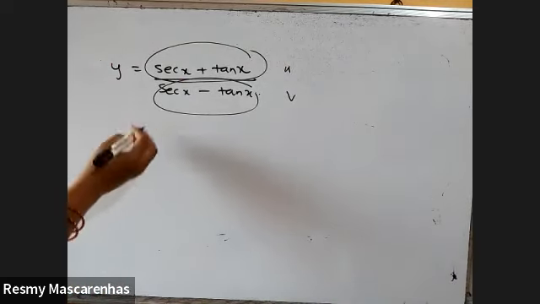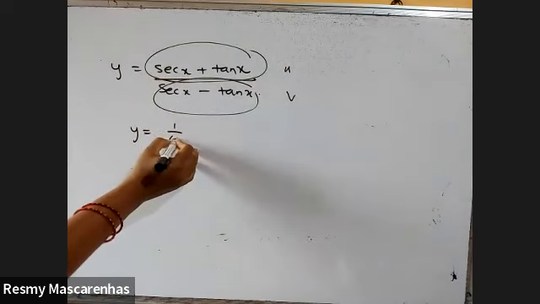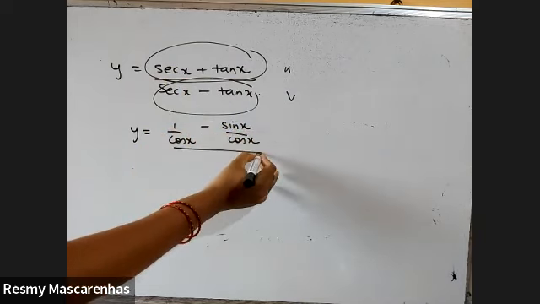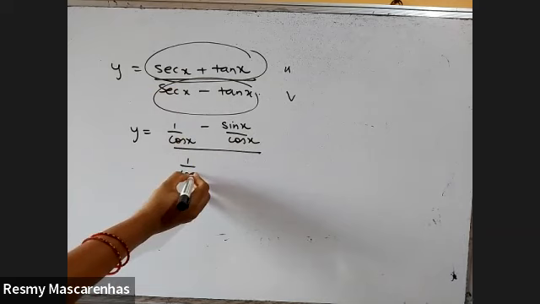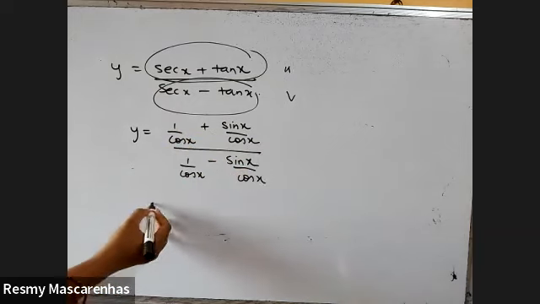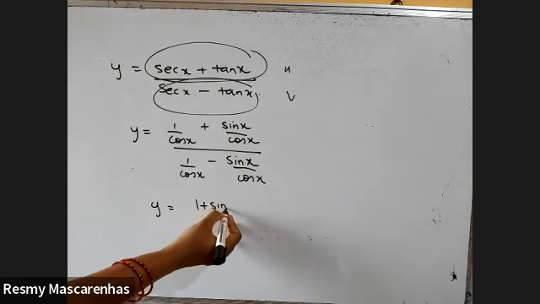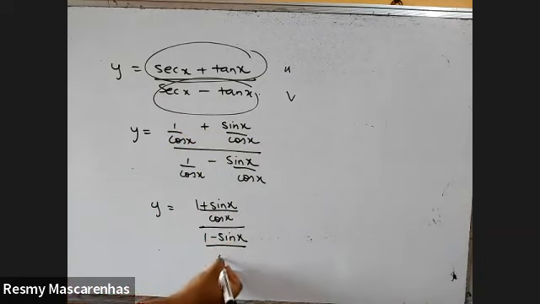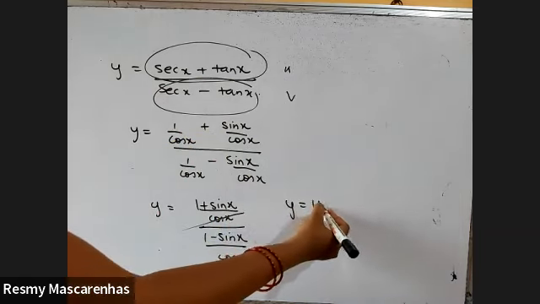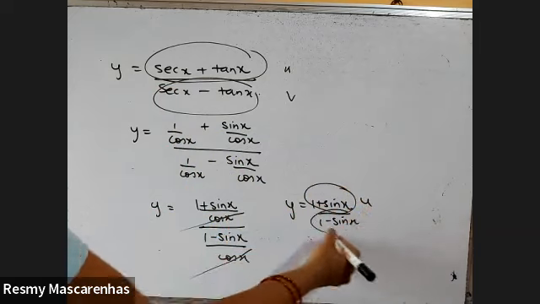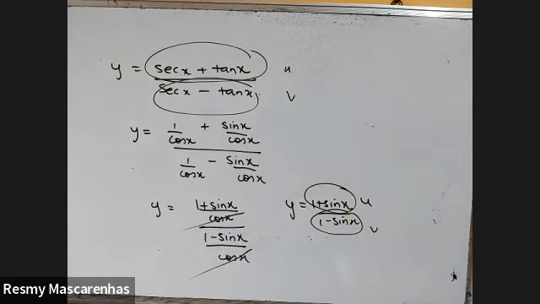One more option is just simplify this. This is 1 upon cos. Same with sec x is 1 upon cos x. This will be sin x upon cos x. This will be 1 upon sin x upon cos x. 1 minus sin x. So it will get simplified as 1 plus sin x upon. And now this can be taken as u, this can be taken as v. And now you differentiate.